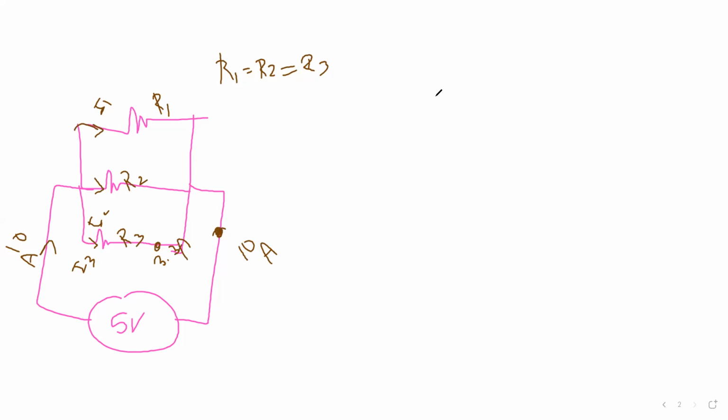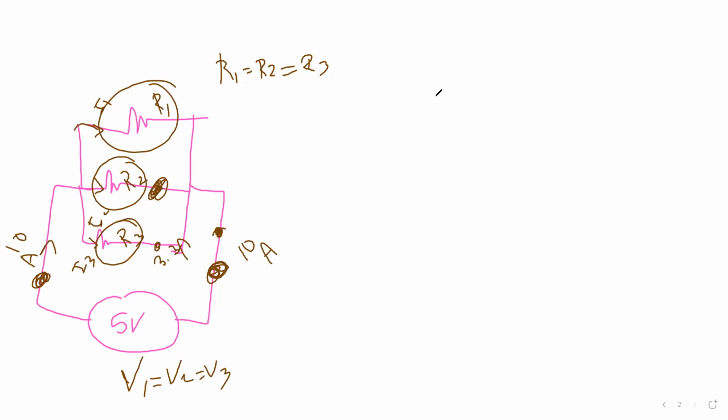But the voltage will be the same. That means the voltage at this point will be the same as the voltage at this point and at this point. So V at any point, or V1 equals V2 equals V3. The voltage for any resistance is the same, but the current is not the same. This is now for the parallel circuit. Is it clear?